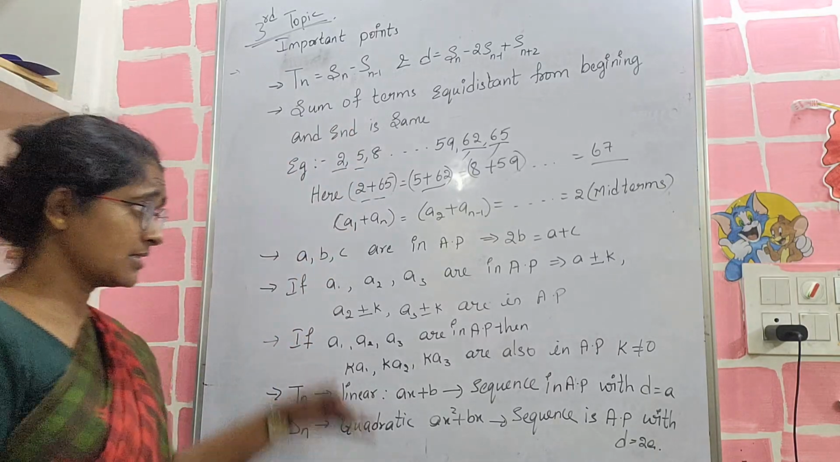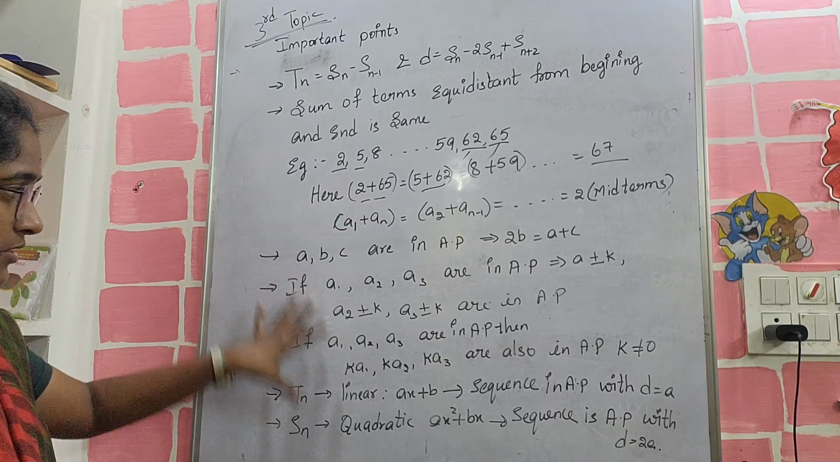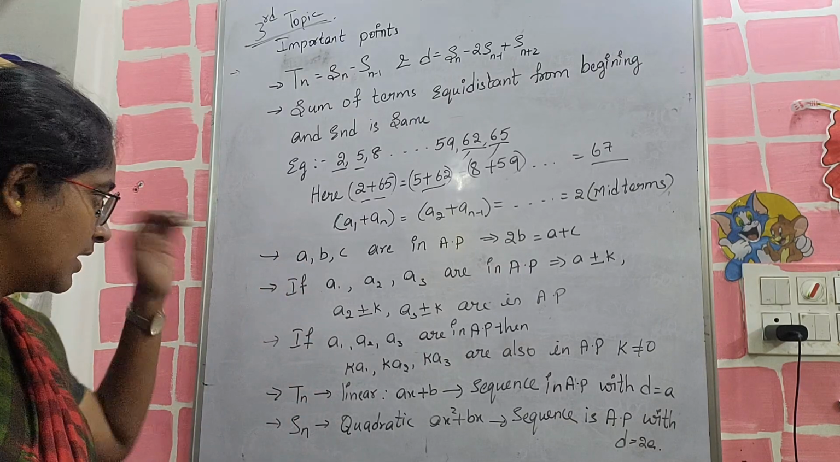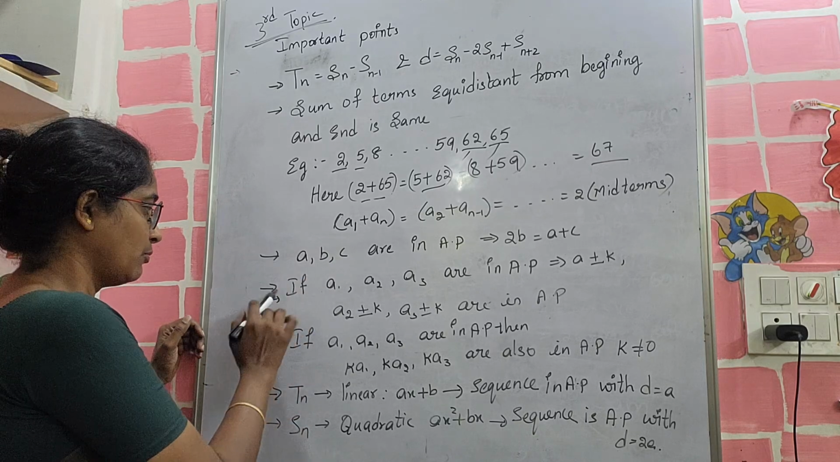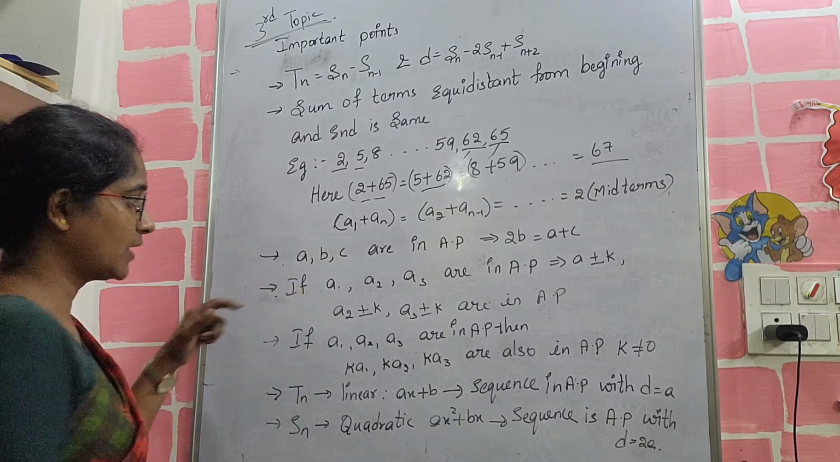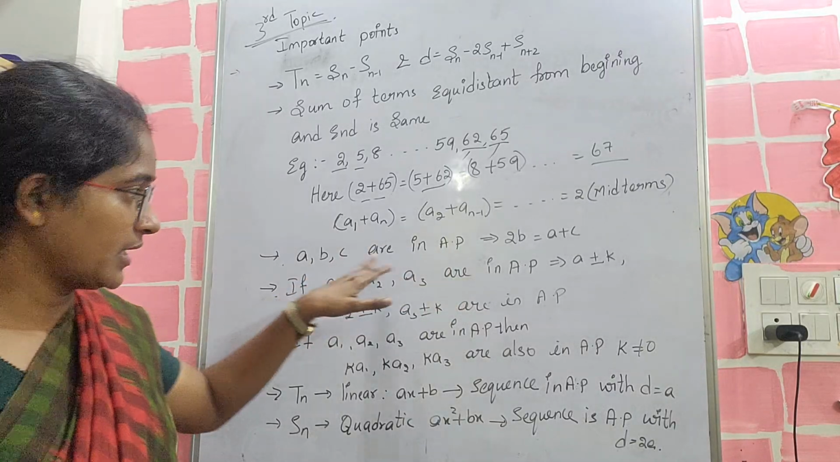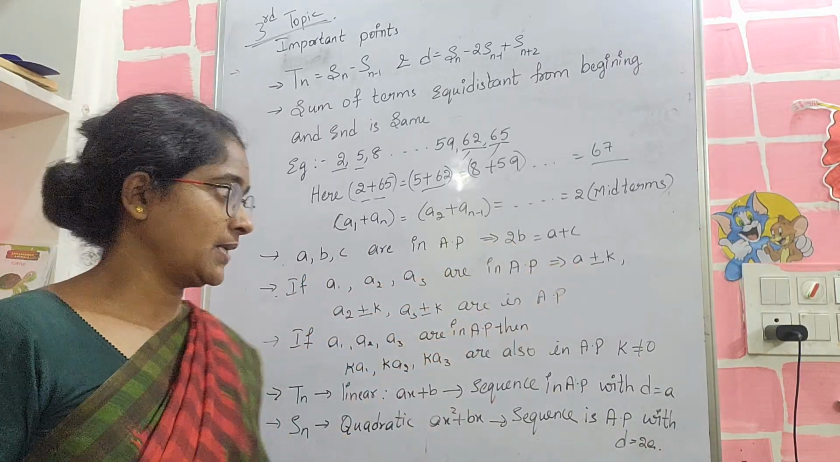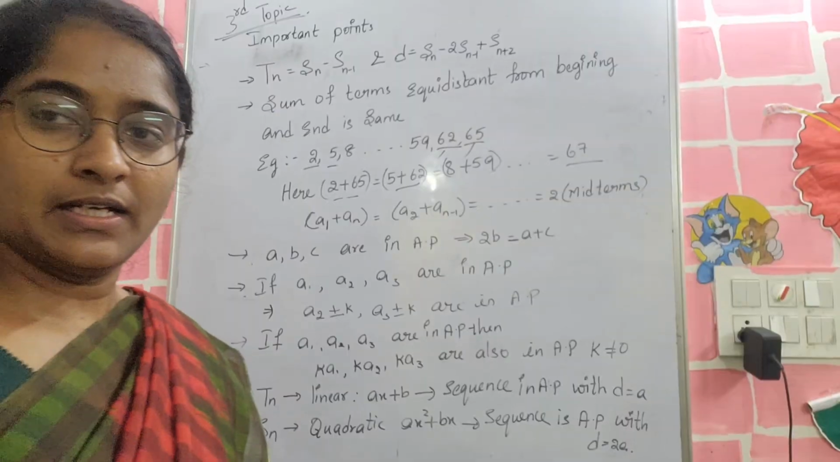Then the next, from here to here is one concept, and here it is about just checking whether these are in AP or not. And here is one more point. If A, B, C are in AP, then 2B is equal to A plus C. That is, 2 into the second term is equal to the first plus the third.